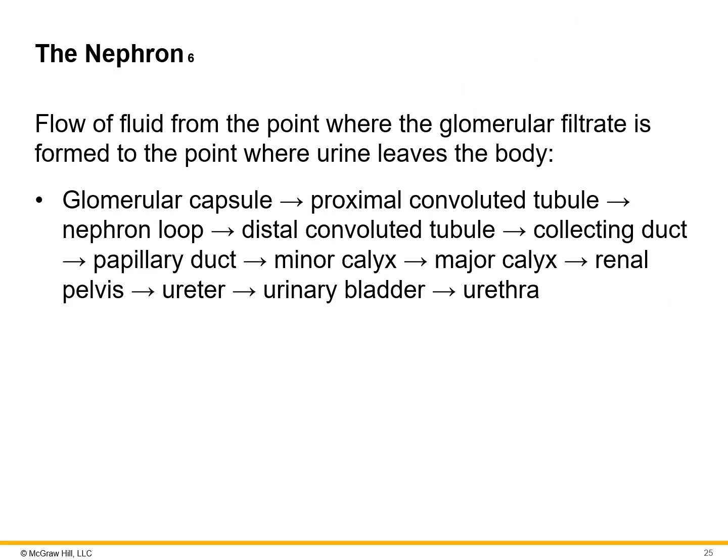So here is our flow. We start with the glomerular capsule, proximal convoluted tubule, nephron loop, distal convoluted tubule, collecting duct, papillary duct, and then we begin the true draining system: minor calyx, major calyx, pelvis, ureter, urinary bladder, and urethra. All right, so this is our full flow of fluid, of excretion.